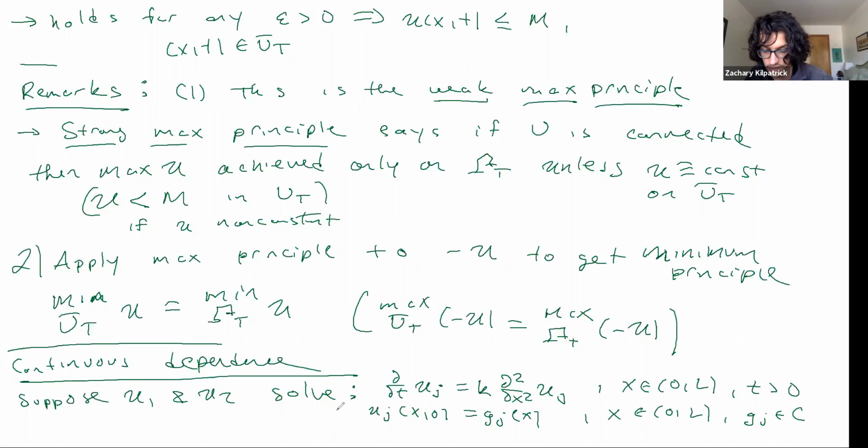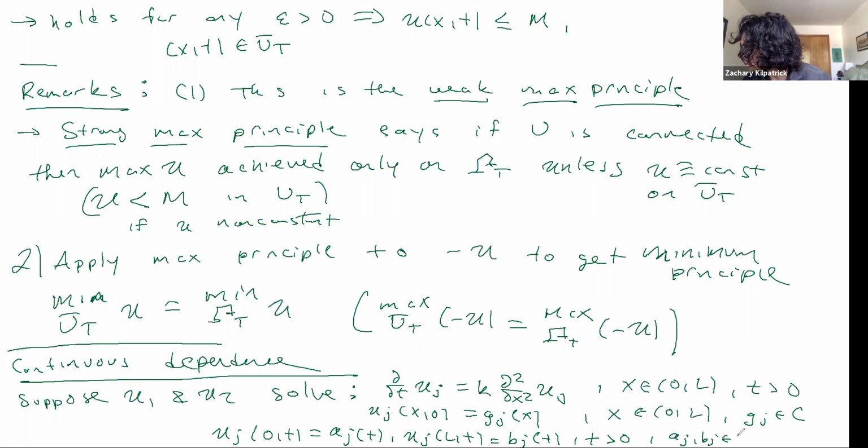And then lastly, we'll say on the boundaries, u_j(0,t) is equal to some function a_j(t), and u_j(L,t) is equal to b_j(t), t greater than 0. And we'll say a_j and b_j are also continuous. Okay. So this is an initial boundary value problem for the heat equation.